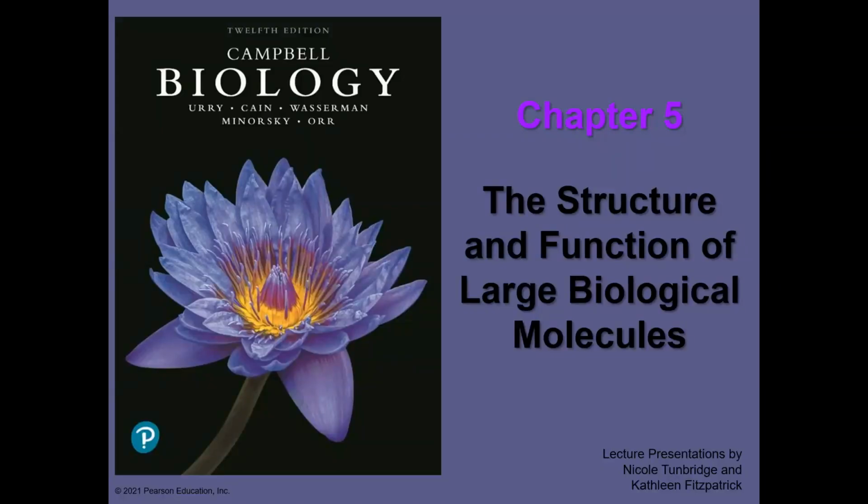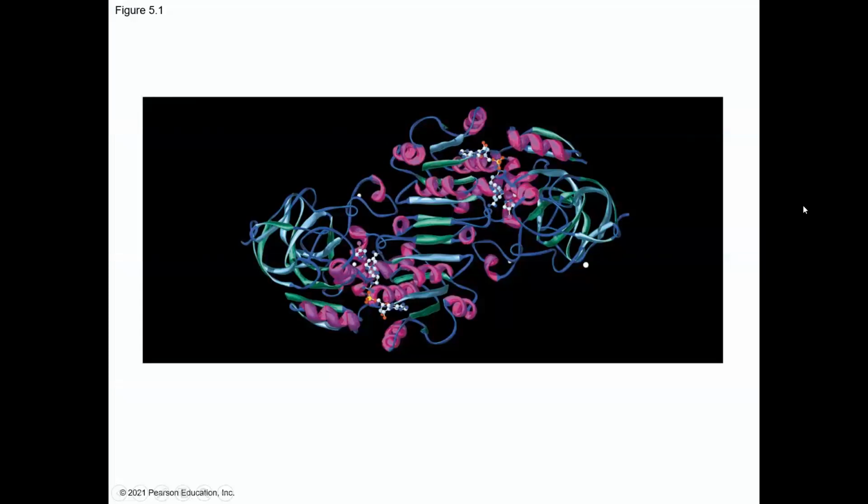Hello, everyone. So this is part one of chapter five, where we're looking at the large biological molecules, or commonly called the macromolecules. This here may not seem like anything to anyone, but this is actually a structural representation of alcohol dehydrogenase, which is one of the large molecules that exist in the body. Its job is basically to break down alcohol in the body.